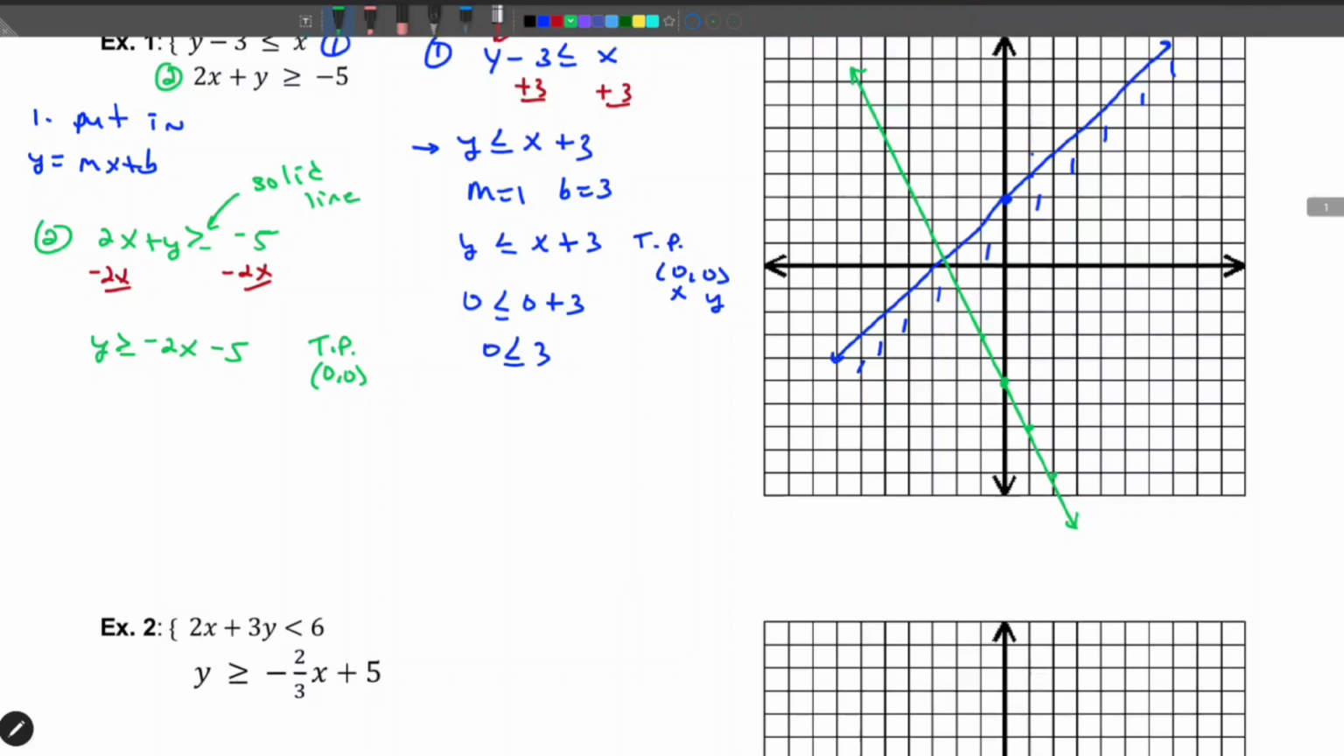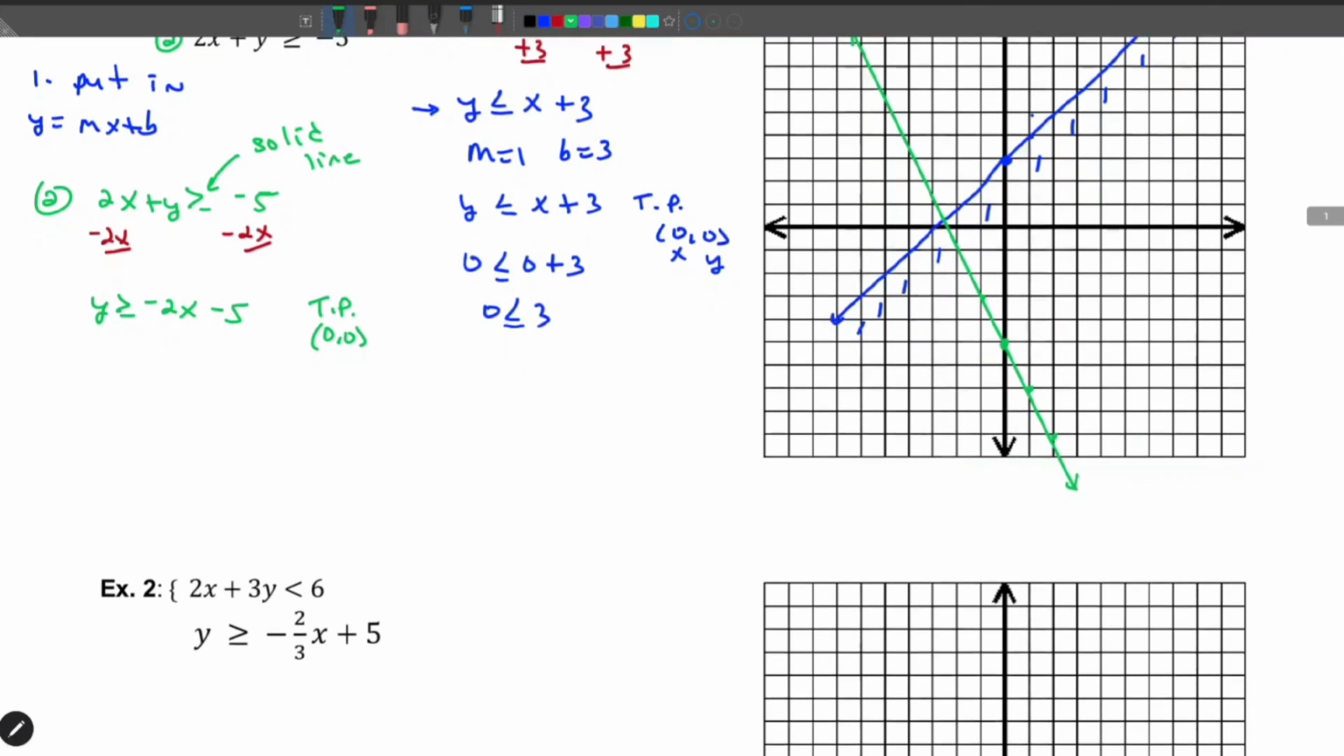If it does go through the origin like that, I would just pick like 0, 1. So I'd come over 1 and pick that, or up 1. So that would be 0, 1, or we could go left 1, negative 1, 0, down 1, whatever, it doesn't matter. I try and pick the easiest numbers I can to make this easy on myself. So our test point is going to be 0, 0.